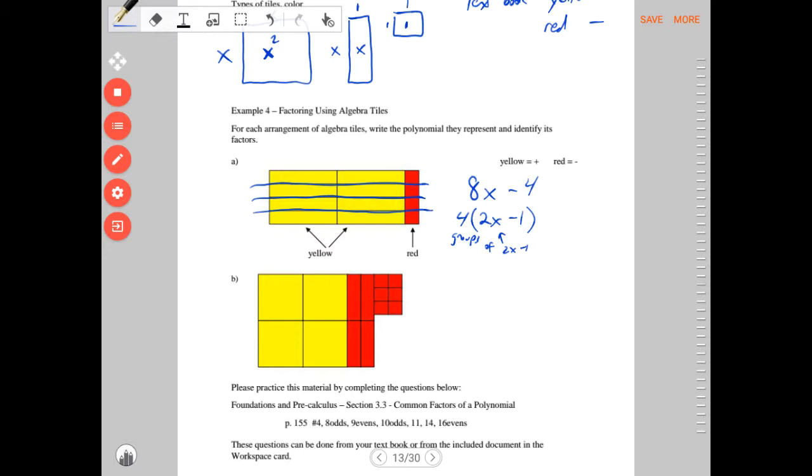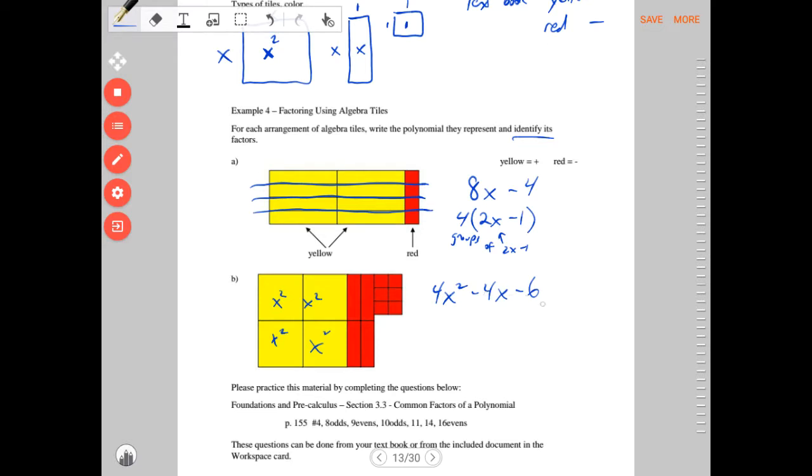Now let's look at B. Sorry, we have to identify its factors. So the factors were 4 and the bracket part, 2x minus 1. So those are the factors. Now we look at this one. These are x squared terms, so there's 4x squared, and then minus 4 x's. And then 1, 2, 3, 4, 5, 6, so minus 6. So that is what the tiles represent.